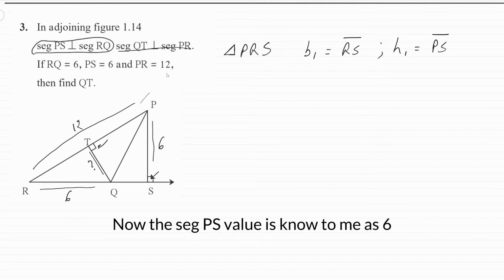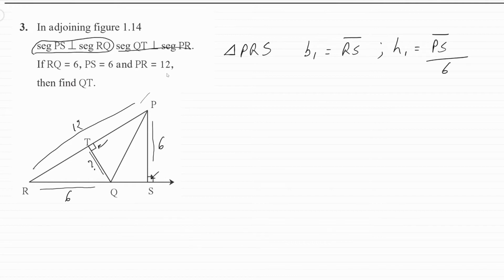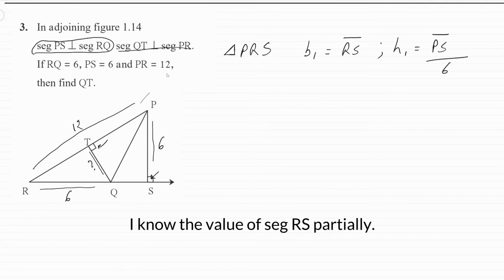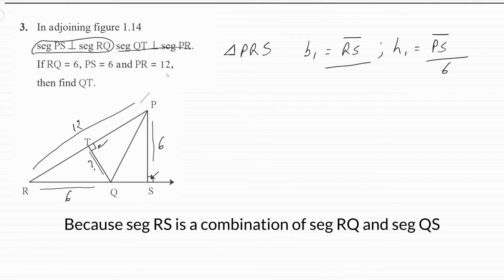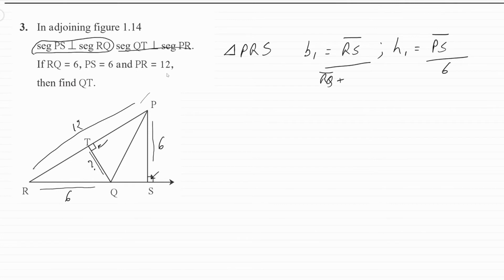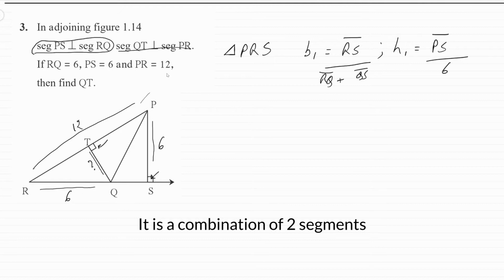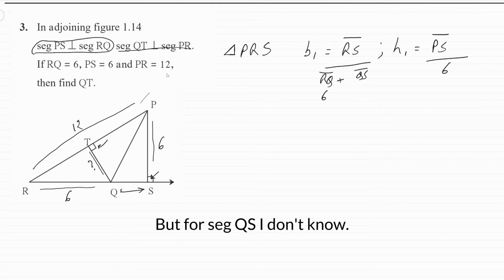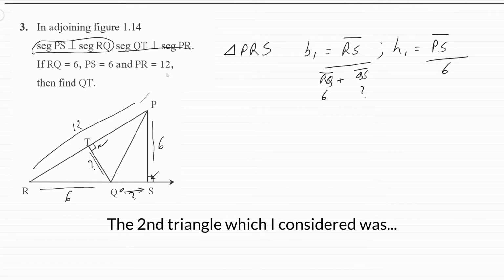अब सेगमेंट PS का जो वैल्यू है वो मुझे मालूम है, 6. सेगमेंट RS का वैल्यू मुझे नहीं मालूम है, क्योंकि सेगमेंट RS जो है वो सेगमेंट RQ प्लस सेगमेंट QS, दोनों का कॉम्बिनेशन है. सेगमेंट RQ का वैल्यू मुझे मालूम है, 6 है, लेकिन सेगमेंट QS, ठीक है, इसका वैल्यू मुझे नहीं मालूम, तो ये एक प्रॉब्लम आ गया.